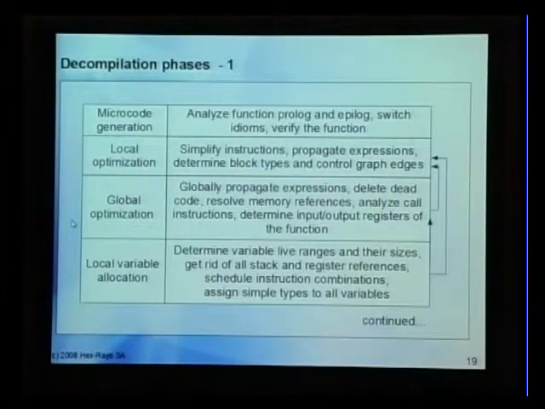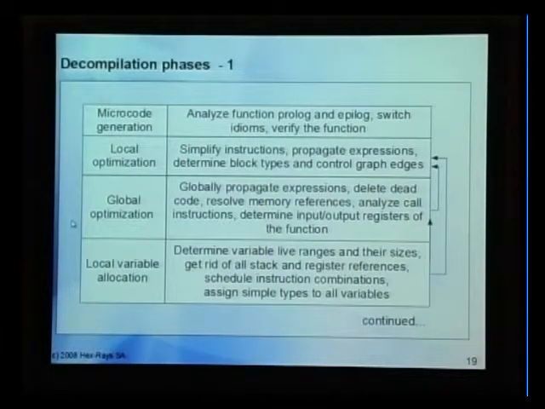So first of all, we generate microcode. At the same step, we also analyze the function prologue, switch instructions, verify that the function is defined correctly, that it's not like a stray move instruction, because this is not a good function. A good function must end with a return or exit or something that makes sense. The next step is to optimize basic blocks one by one, simplify instructions and other stuff.